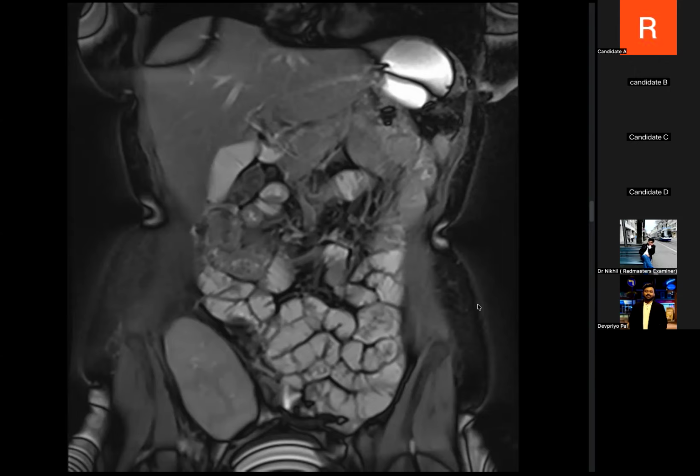What are the other differentials? Other differential for bowel wall thickening could be any inflammatory or infective thickening. What infectious agents are you thinking about? In the small bowel, mostly giardiasis and cryptococcosis in the immunocompromised patient can cause enteritis.